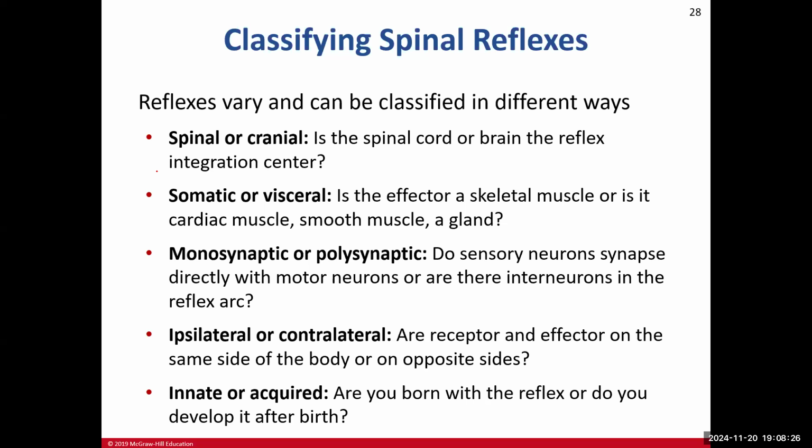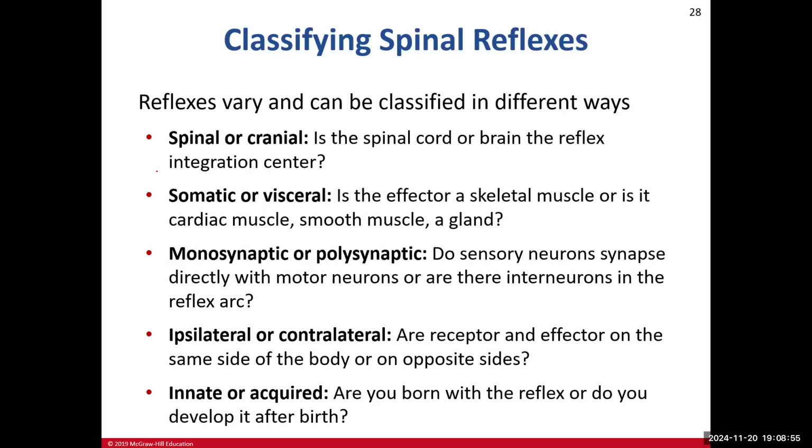Our reflexes can be monosynaptic, which means that you have one synapse involved in the whole reflex arc. So it's literally a sensory neuron that synapses onto a motor neuron. And then you're going to have polysynaptic, which means you're going to have two or more, which means you're going to have a sensory neuron and then an interneuron, quite possibly another interneuron, but you'll have at least an interneuron in there. So you'll have at least two synapses.